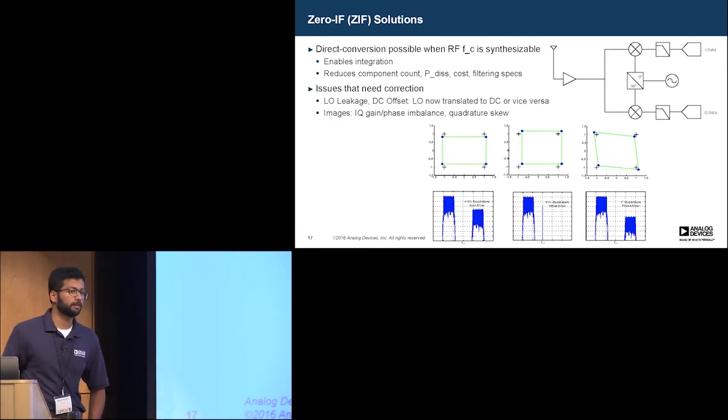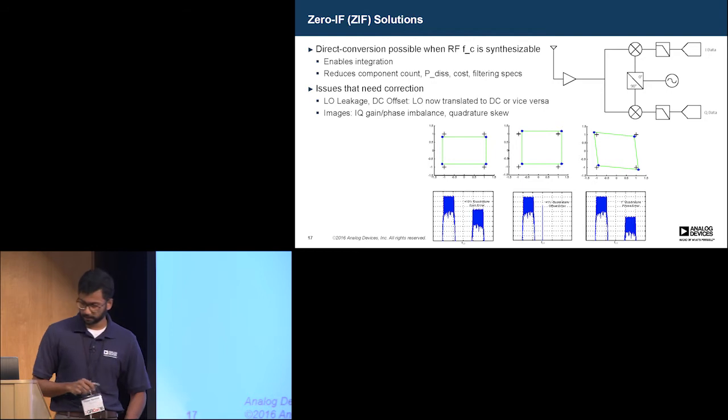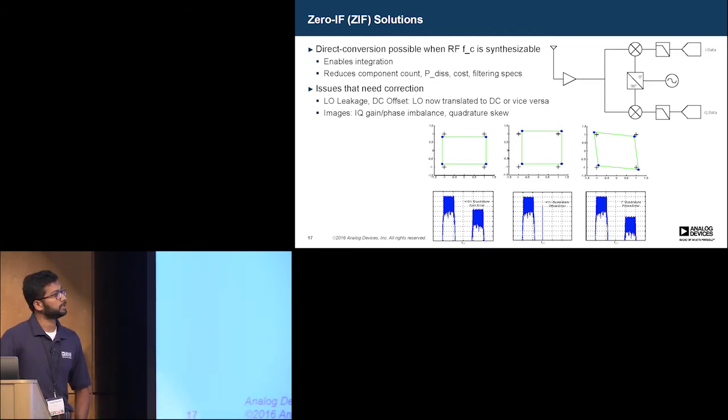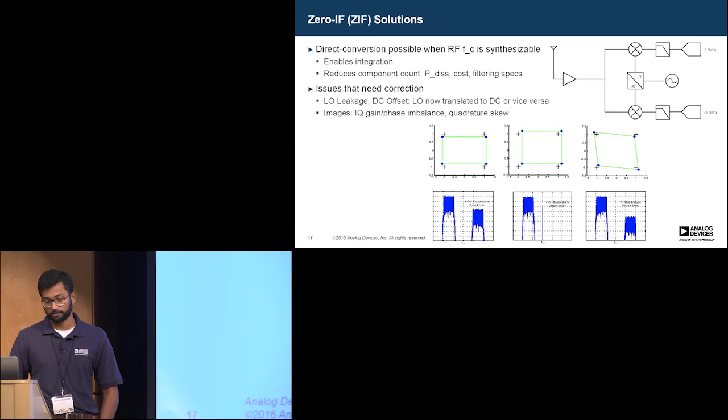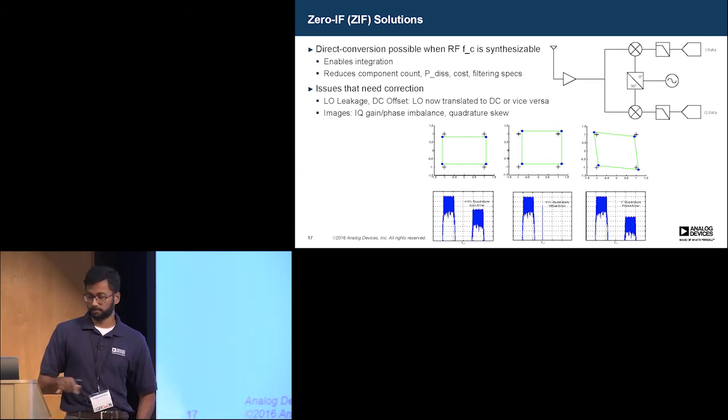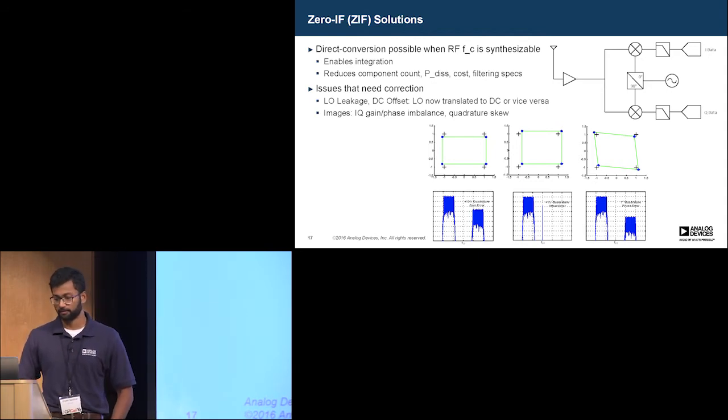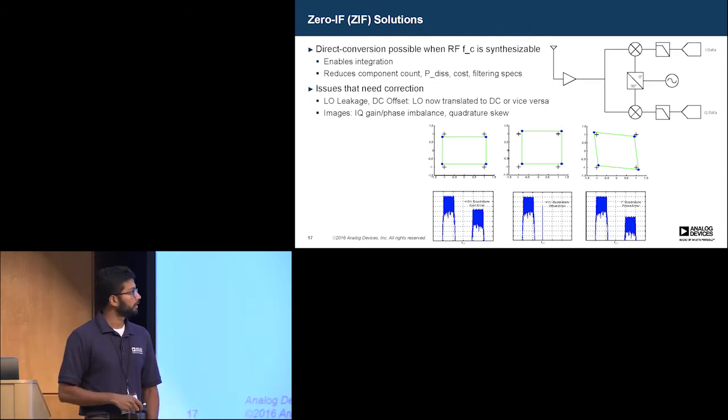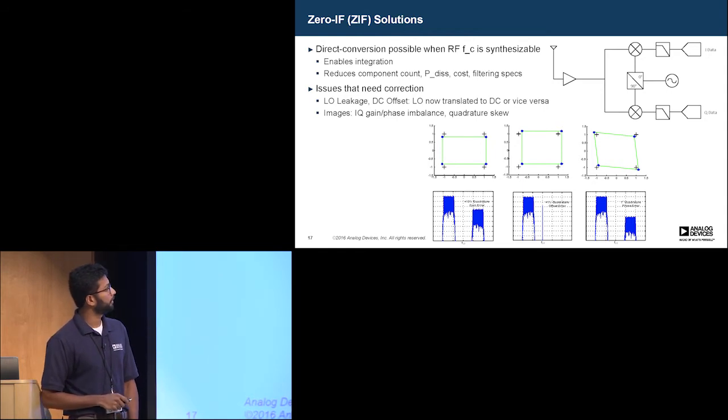But it doesn't come for free. You have issues that are particular to zero IF, in terms of LO leakage or DC offset, depending on which side of TX-RX you are. You also have images, which are IQ imbalance presenting due to gain or phase imbalance or quadrature skew. So let's say these were your desired points for your constellation, but you ended up actually receiving these points. That means you have some gain error or an offset error if you just move it up, or a phase error if you just rotate it. This is actually a little bit more than phase error.